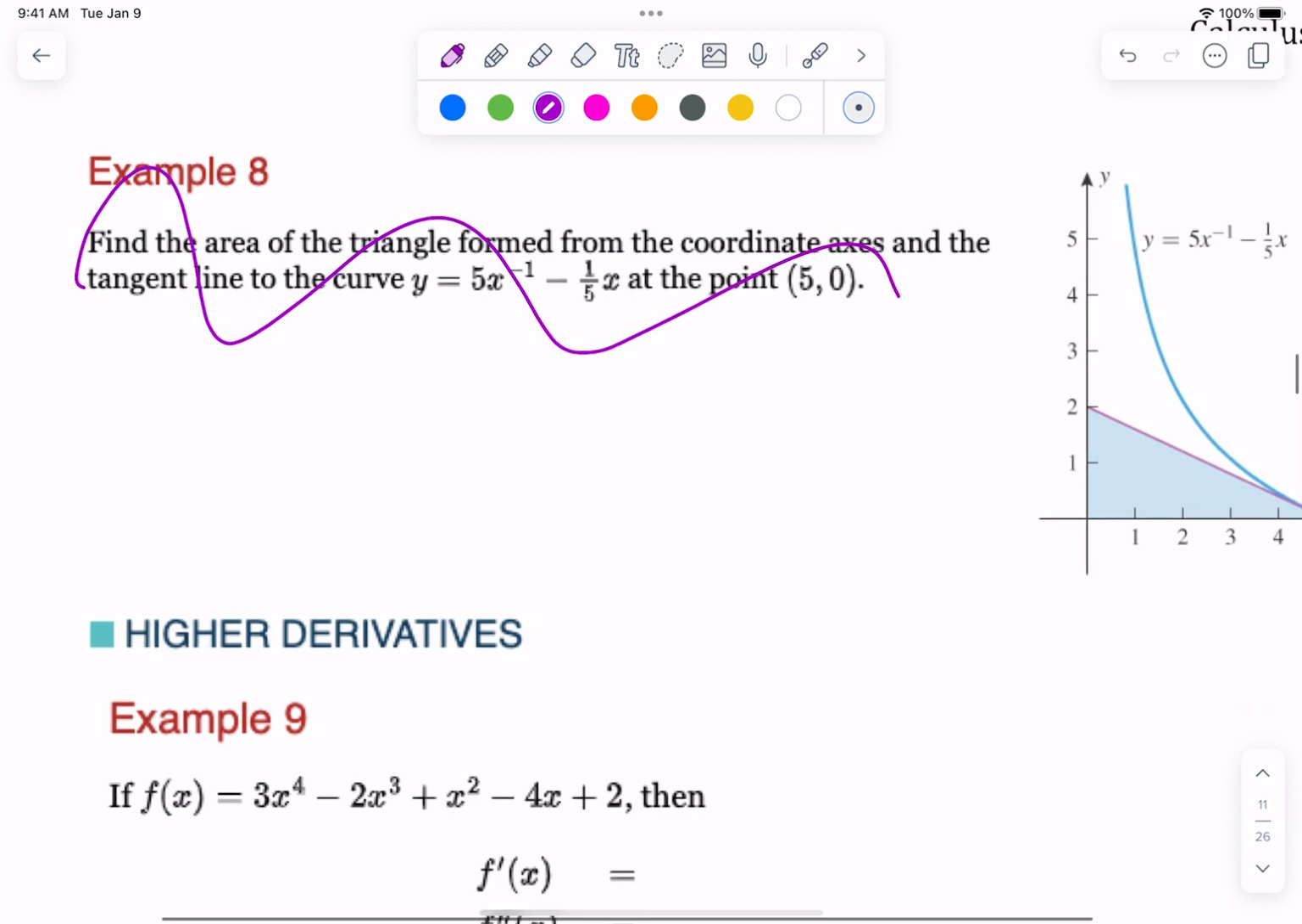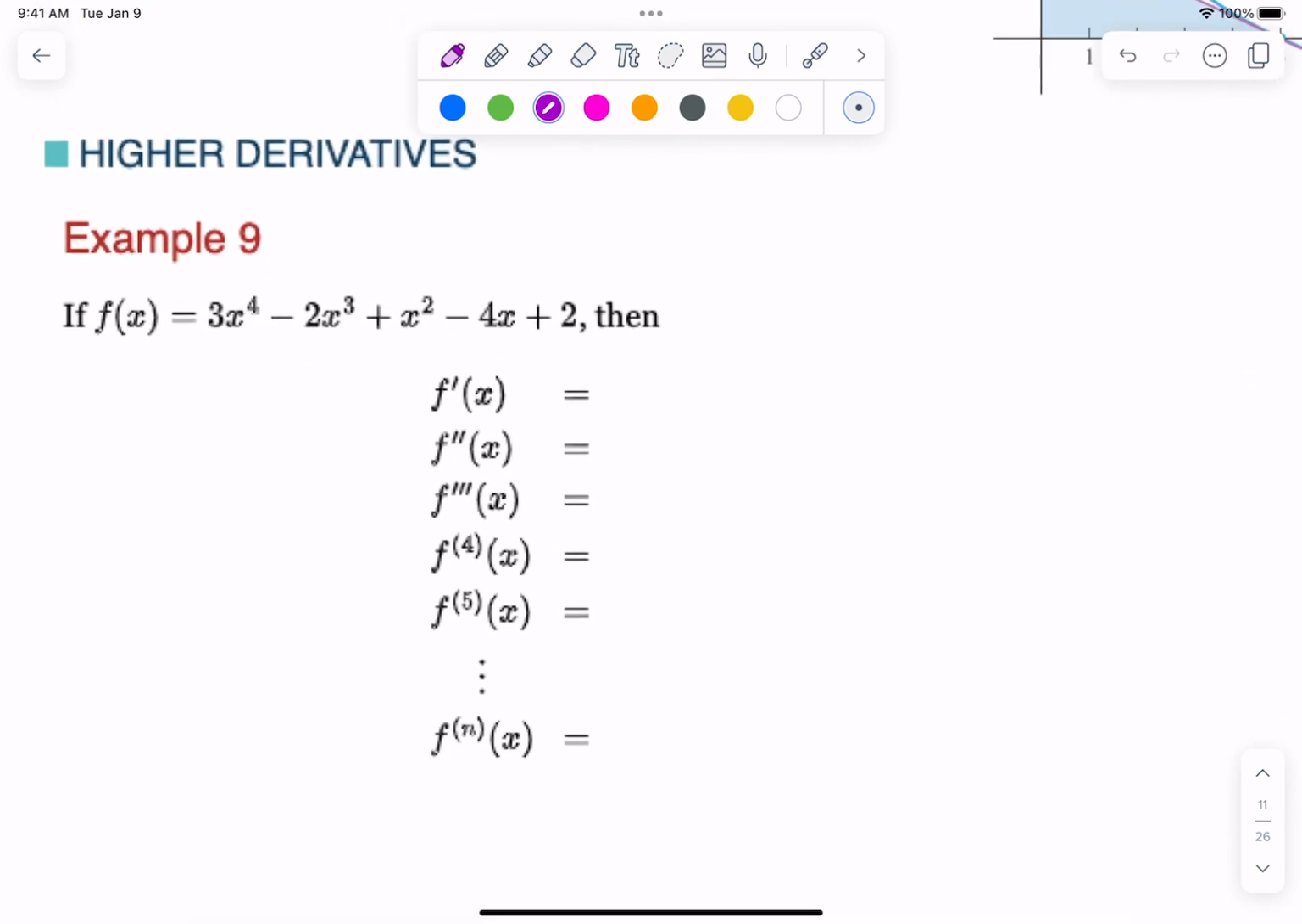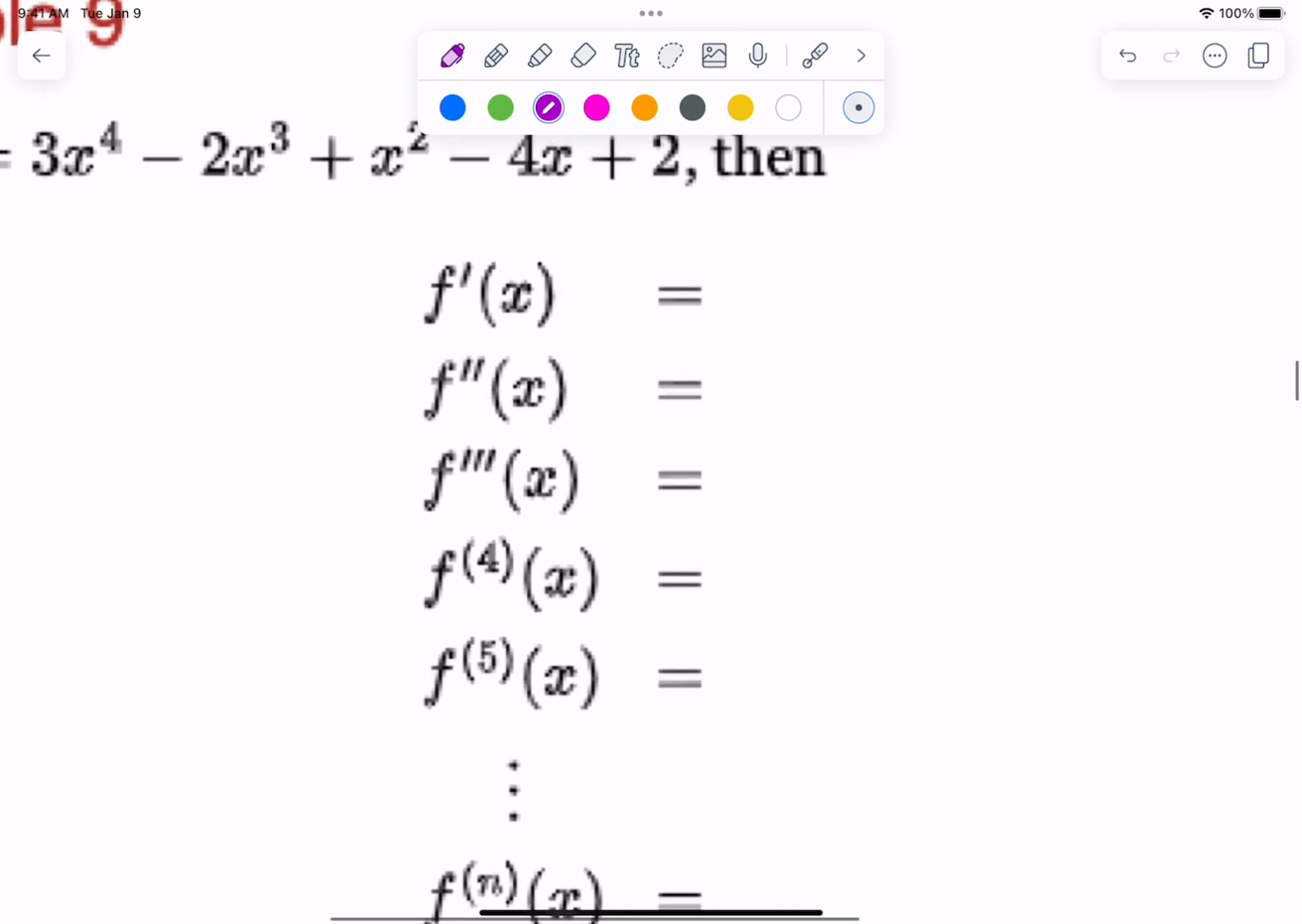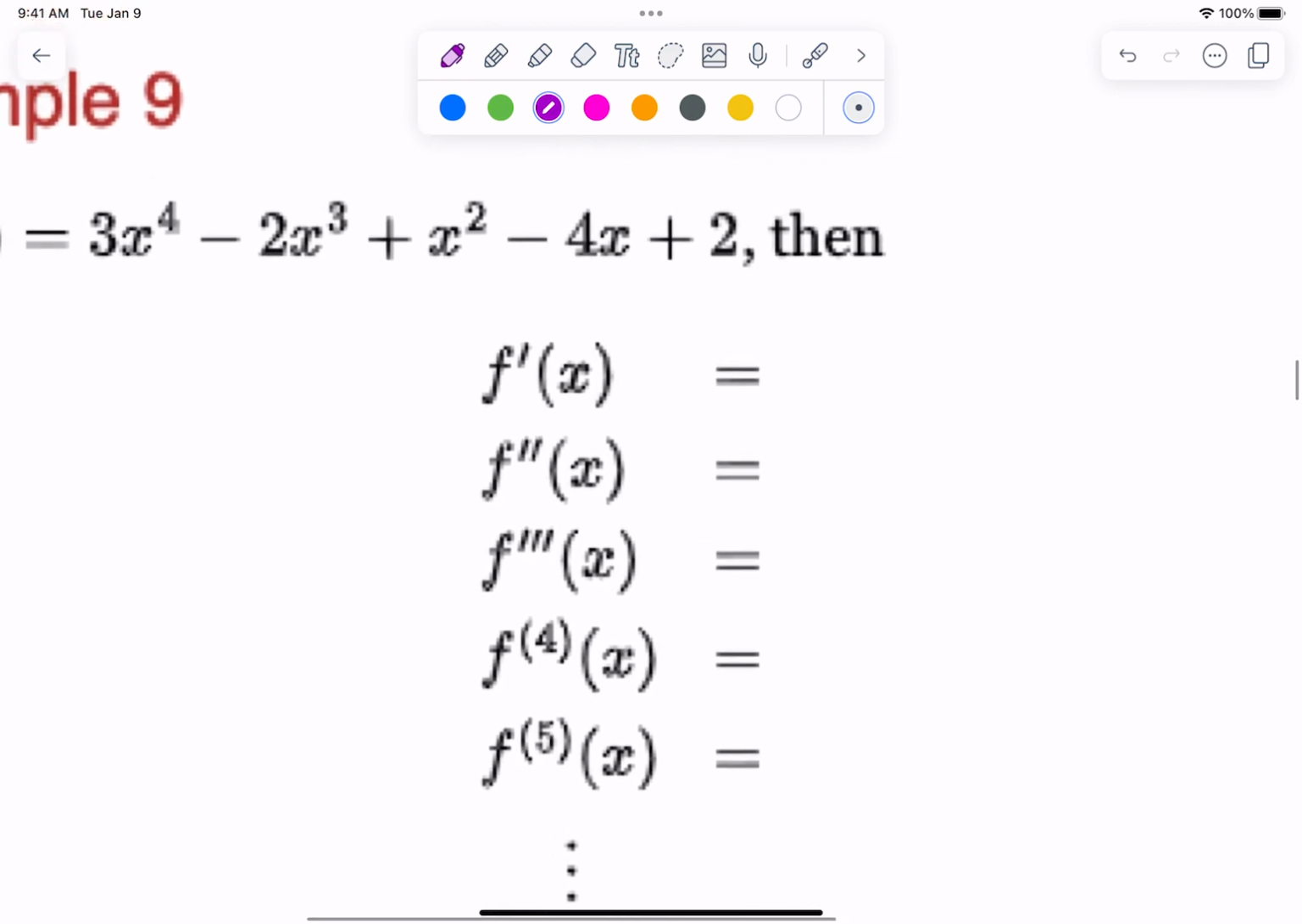I don't want to do example 8. Let's go to higher order derivatives, example 9. Okay? All right, let's look at the notation. They say higher order derivatives.